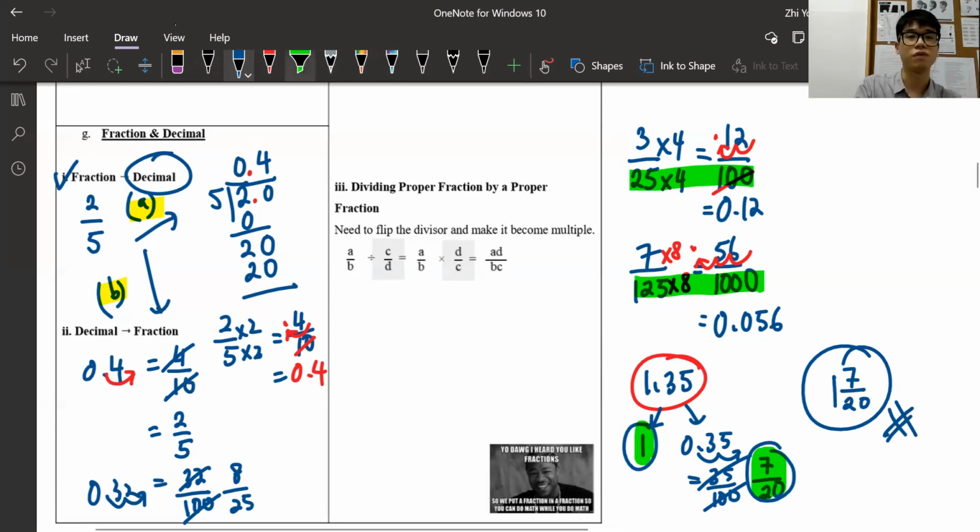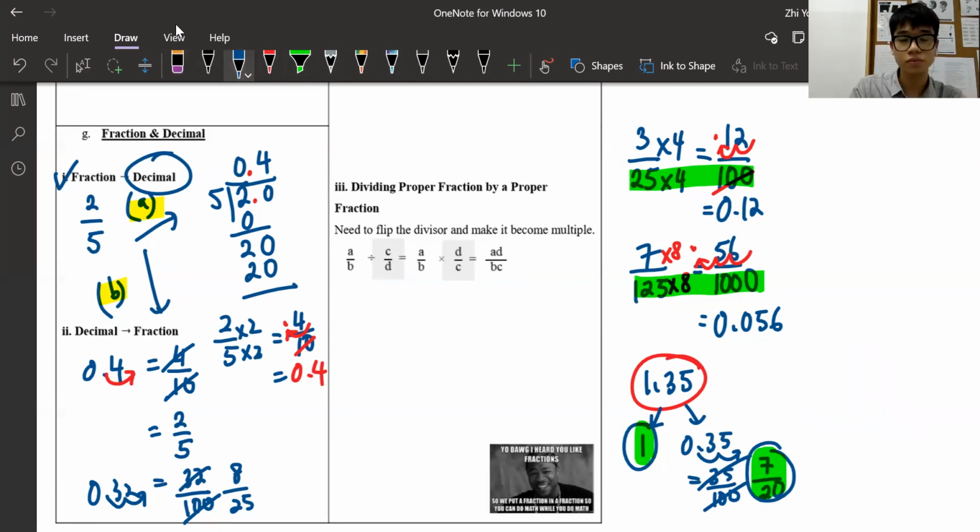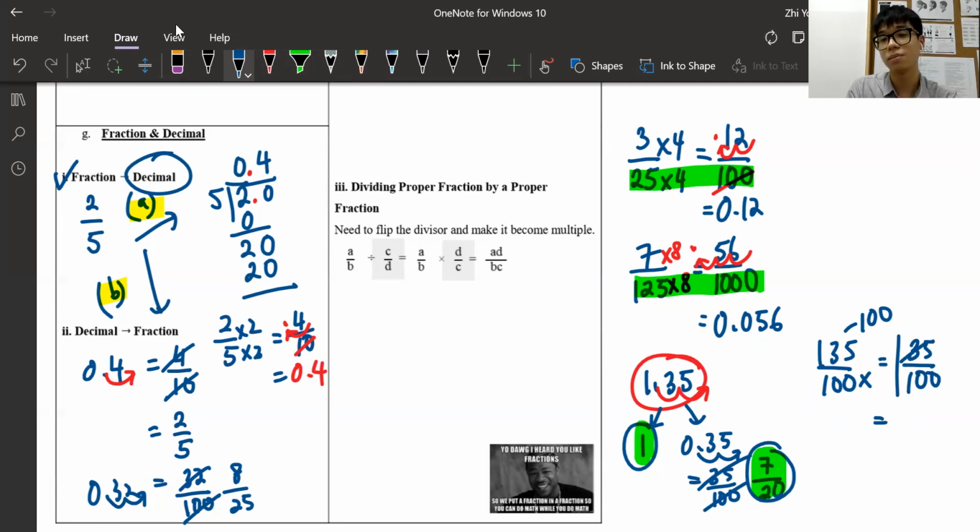And of course, if you want to do it in another way, you also can do this one. 1.35, you can just move straight away 2 times, and it will become what? It will become 135 over 100. And you know that to convert into improper fraction, convert into mixed number, you take 1 times 100. 135 minus 100 gives you 35 over 100. Then you simplify. Divide by 5, divide by 5 is equal to 7 over 20. Okay, which is exactly the same as this one. Okay, this is the same.